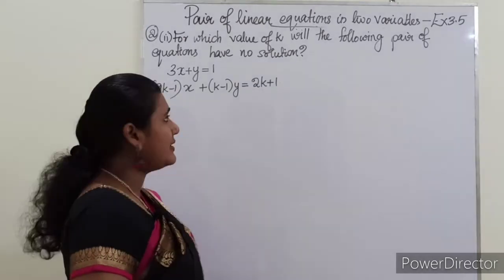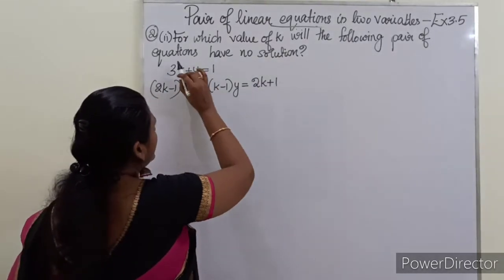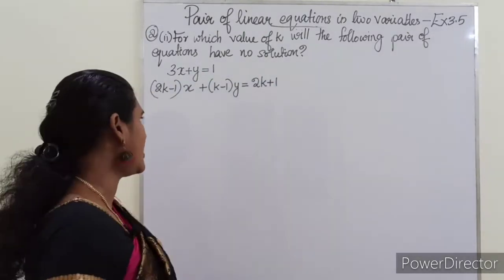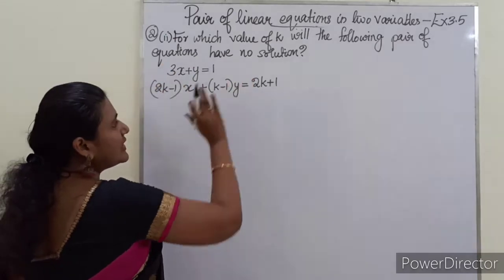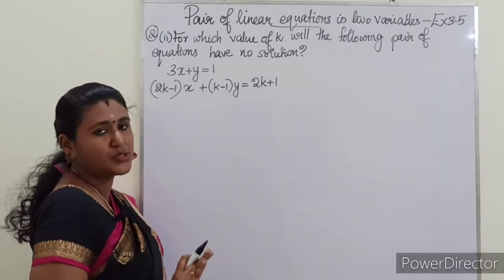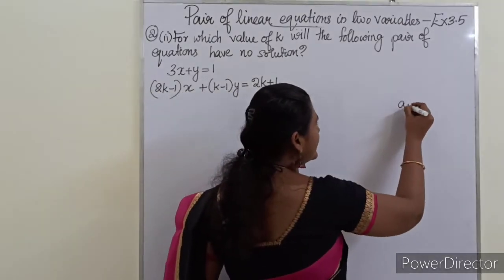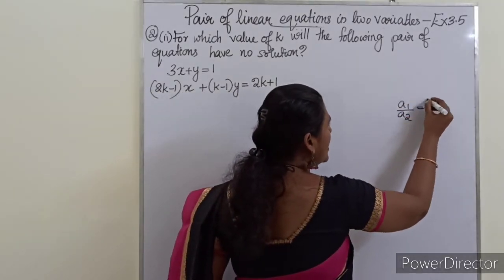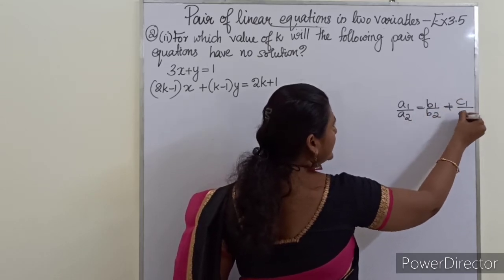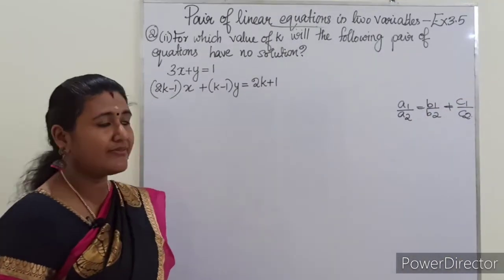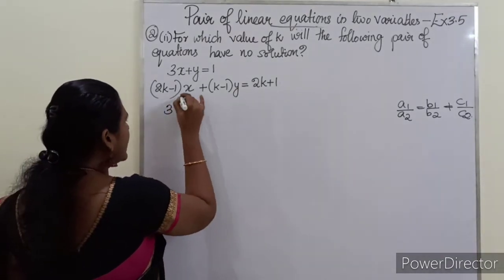Second question: for which value of k will the following pair of equations have no solution? So first we will take these two equations, and it is given that the pair of equations has no solution. So we will use the no solution condition, that is a1 by a2 is equal to b1 by b2 not equal to c1 by c2. This condition we will use for finding the value of k.